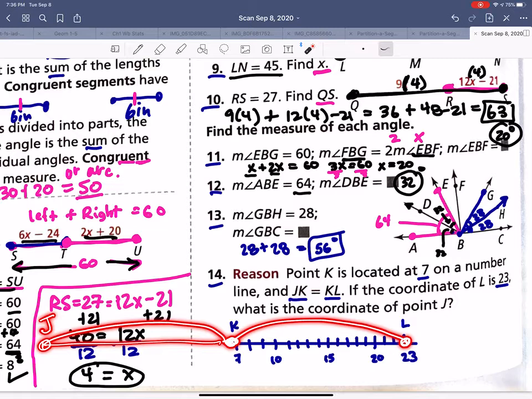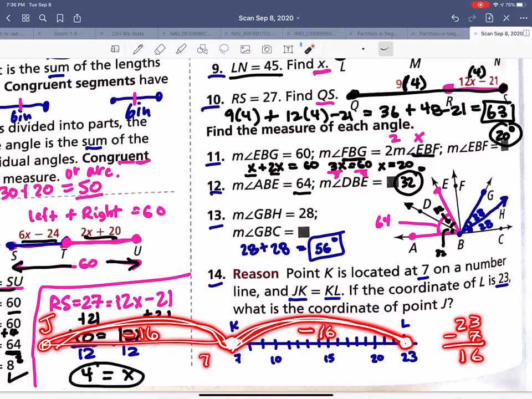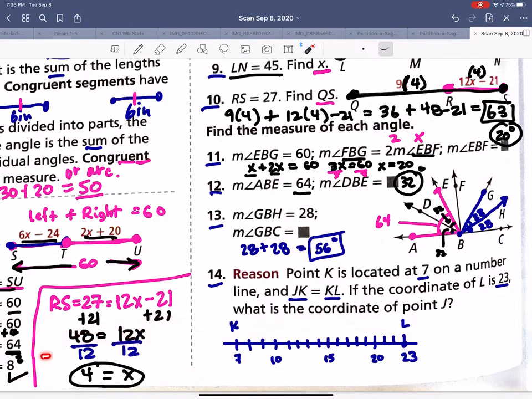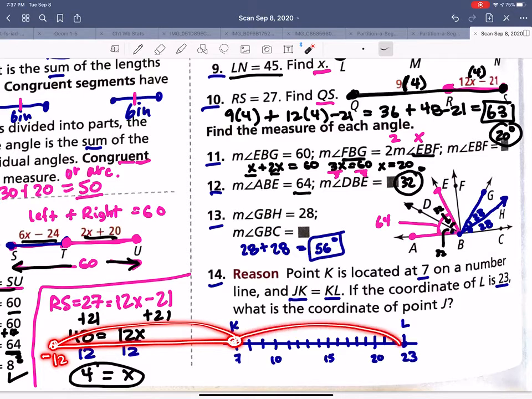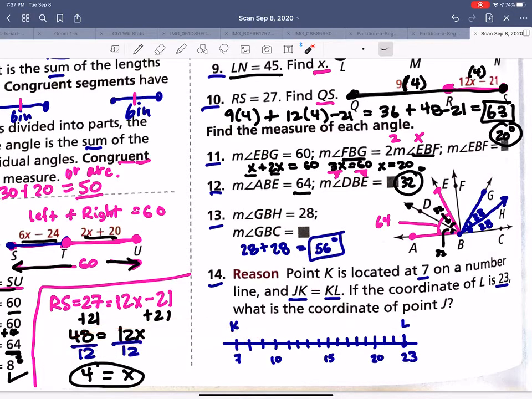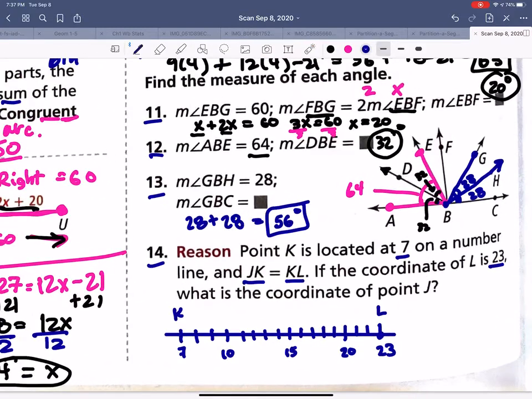All right. So to get from 23 to 7, I subtracted, let's see how much I subtracted. 23 minus 7 is 16. So I subtracted 16. So in order to get the same amount backwards, I'm going to subtract 16 again. So 7 minus another 16 is negative 12. Okay, so that's what I think my answer is. Point J would be at negative 12. Okay. J would be at negative 12.